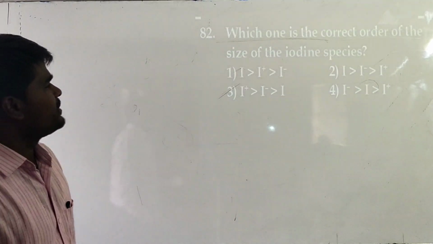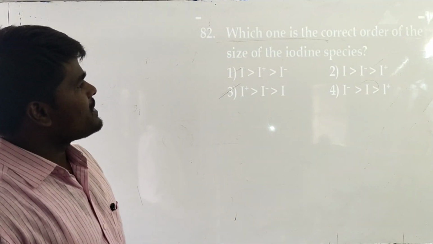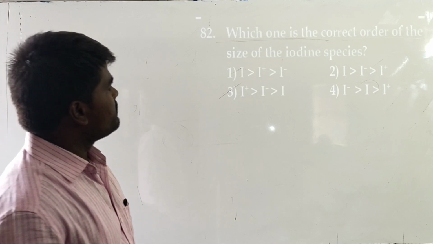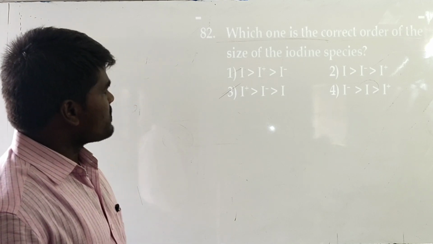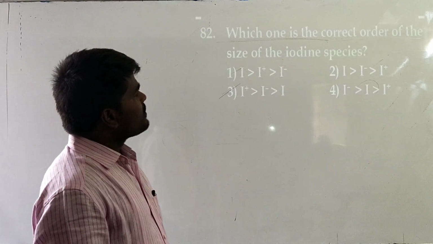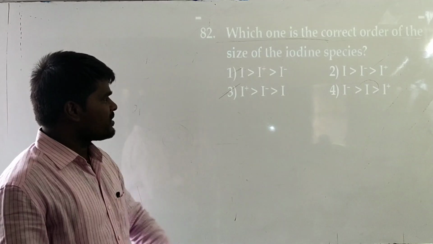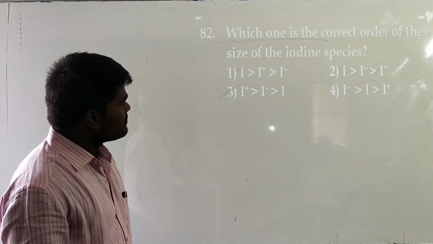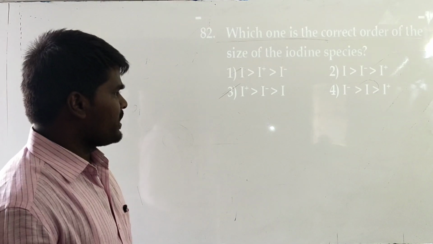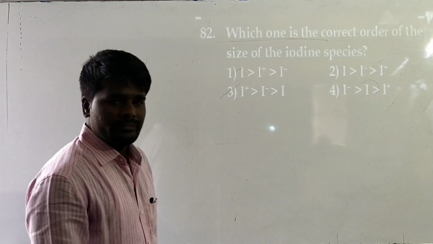Here comes our next question. Which one is the correct order of the size of the iodine species? He has given some species of iodine: iodine atom, iodine cation, and iodine anion. He is asking for the correct order.